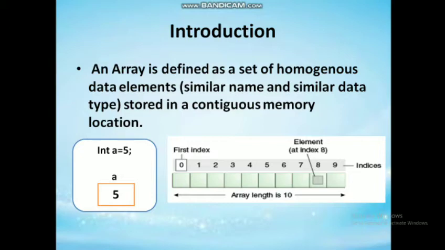So when counting from 0 to 9, we have 10 elements. Okay. And the data values can be entered inside these memory locations. Here, the element at index 8: if there is any element here, then that element's index value will be 8. But actually it is in the ninth position.